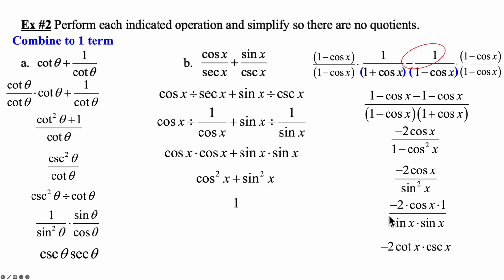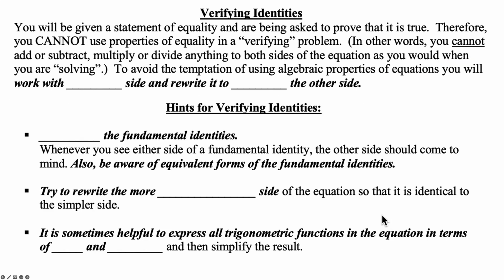All right. Now, verifying identities. You will be given a statement of equality and be asked to prove that it is true. Therefore, you cannot use properties of equality in a verifying problem. In other words, you cannot add or subtract, multiply or divide anything to both sides of the equation as you would when you are solving. That's a different situation. When you're solving for an x or for a variable, you can add and subtract, multiply and divide those same values to both sides of the equal sign. But when you're verifying, you cannot.